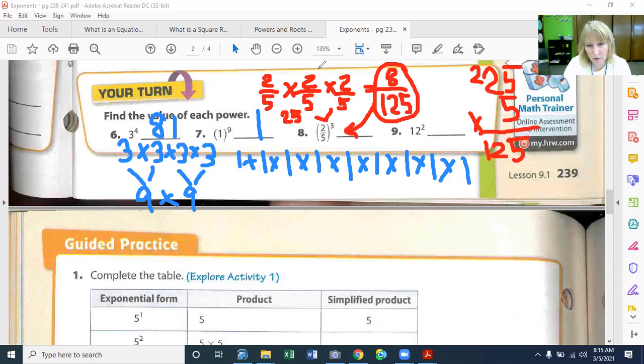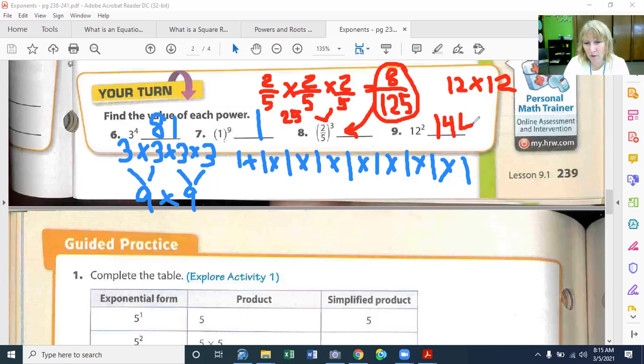And the last one is 12 to the 2nd power. How do I do that? Well, that's really 12 times 12. And what's 12 times 12? I hope you know this. What's 12 times 12?